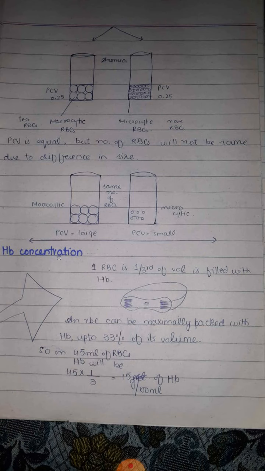Next, we have the hemoglobin concentration. Hemoglobin concentration is defined as the amount of hemoglobin or the volume of the red blood cell which is filled with hemoglobin. Normally, about 1/3 of the volume of the red blood cell is filled with hemoglobin. So, how we can find out the hemoglobin concentration? We can simply find out by multiplying the ml of RBCs by 1/3. For example, if we have 45 ml of red blood cells or 45 ml of the blood, then we multiply this by 1/3. In this way, we can find out the hemoglobin concentration.